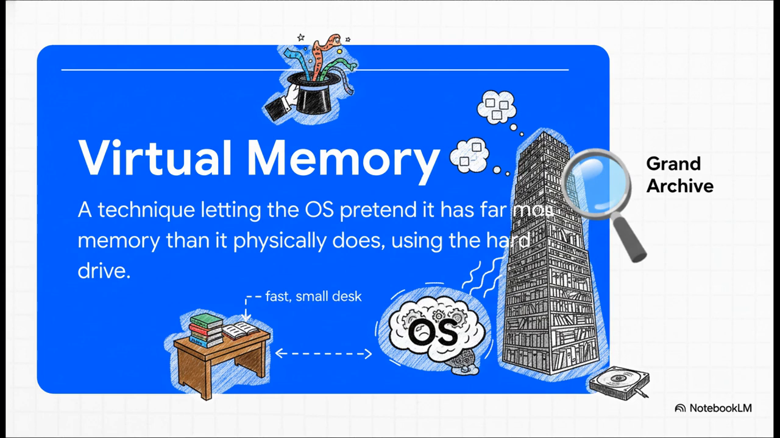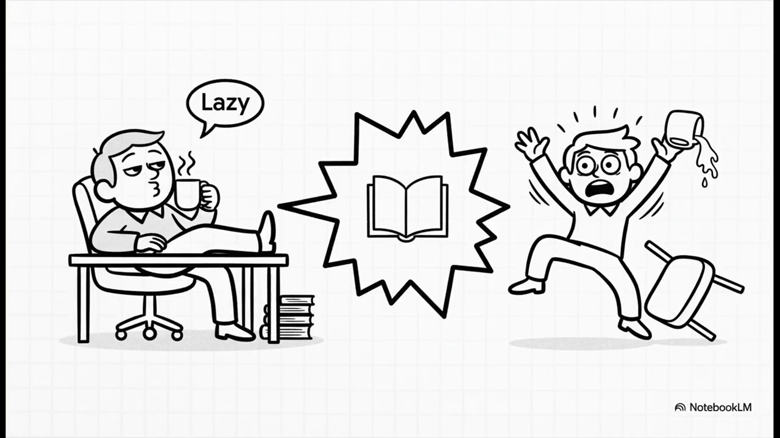The operating system, our librarian, starts using that massive but slow Grand Archive as a sort of overflow area for the small, fast desk. It basically lies to every program and says, hey, don't you worry, you've got all the space in the world. It creates this illusion of an infinite workspace by constantly juggling just the most important pages onto the physical desk. And the secret behind this whole magic act is a beautifully simple idea called demand paging. The librarian is, well, kind of lazy in the best way possible.